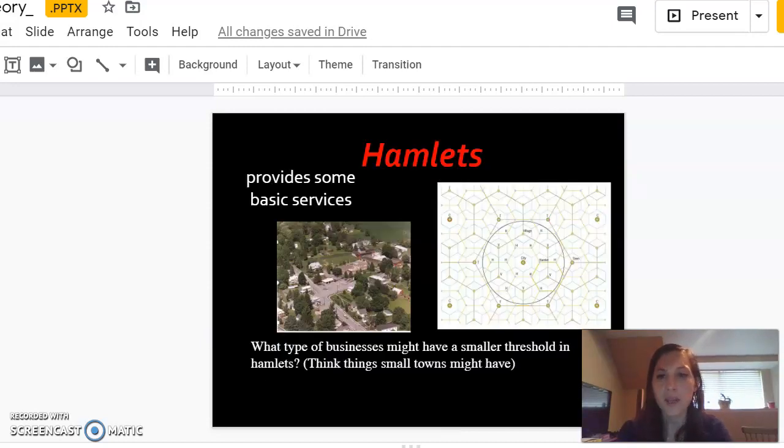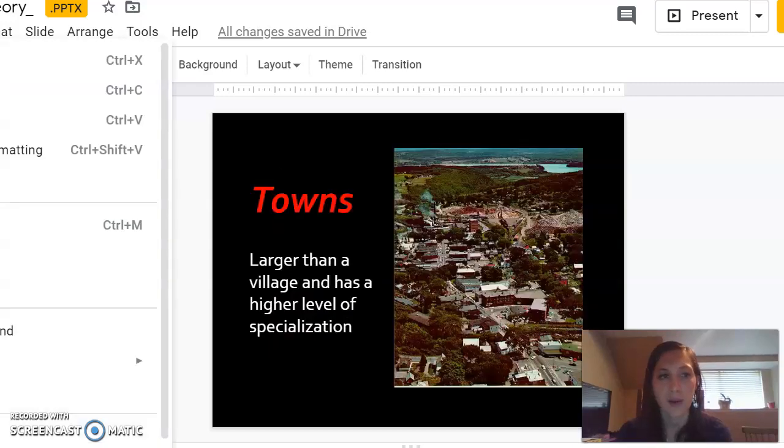Okay, so when we look at where people are getting services, we have to look at the size of the areas that they're living in. So a hamlet is the smallest settlement you can possibly have. I know it's a weird name. Just think of it as hamlet is the smallest settlement. In these areas, these are really, really tiny towns. They're going to have basic services, gas station, convenience store. That's pretty much it.